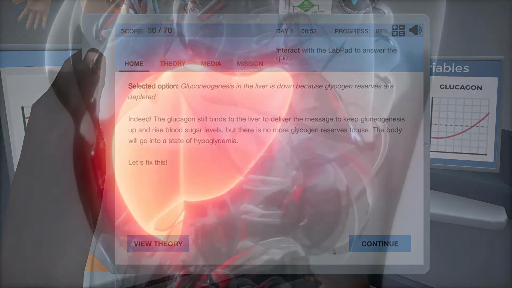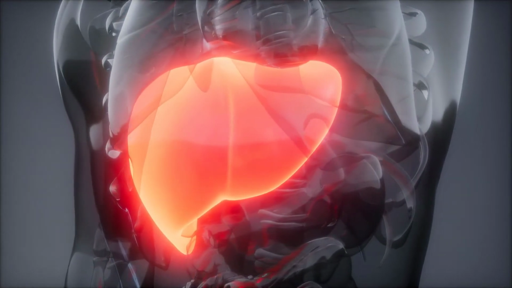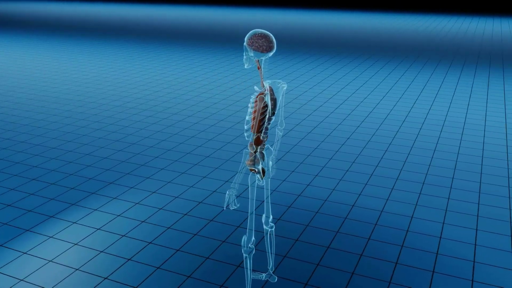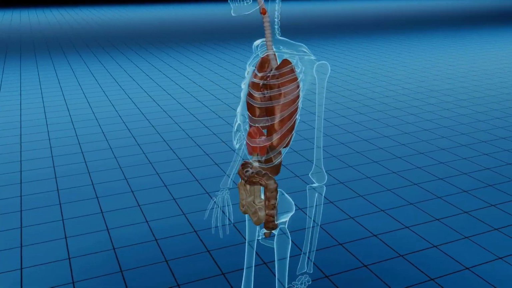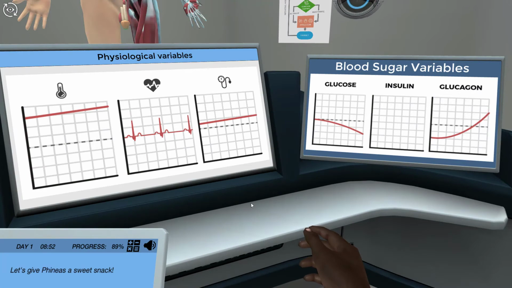Indeed, the glucagon still binds to the liver to deliver the message to keep gluconeogenesis up and raise blood sugar levels, but there is no more glycogen reserves to use. The body will go into a state of hypoglycemia. Let's fix this. Let's give Phineas a sweet snack.